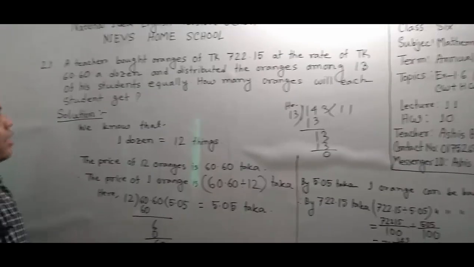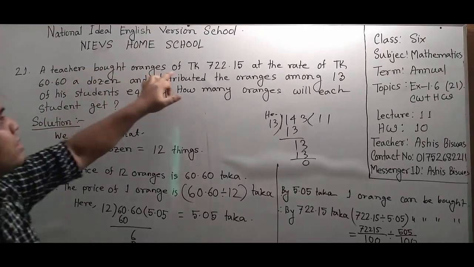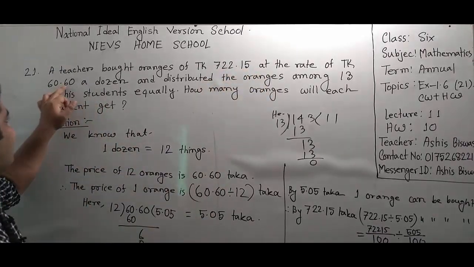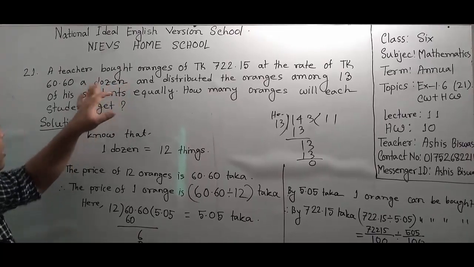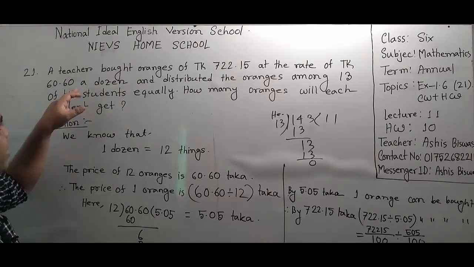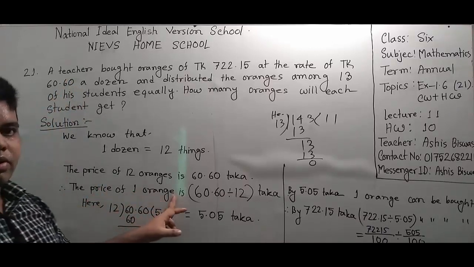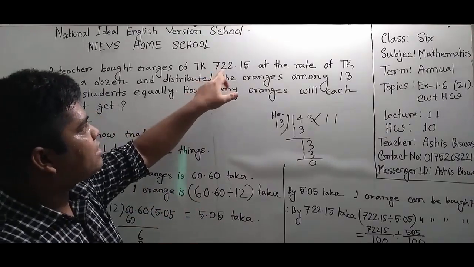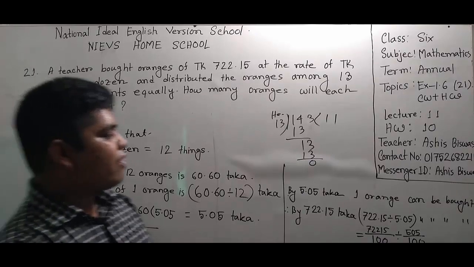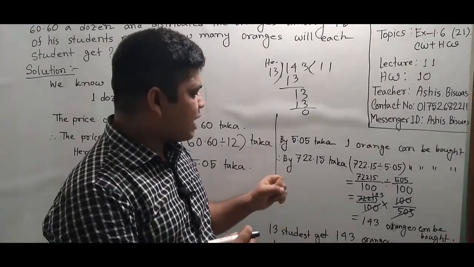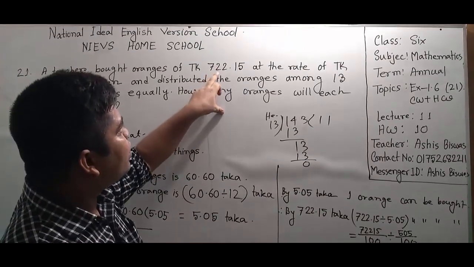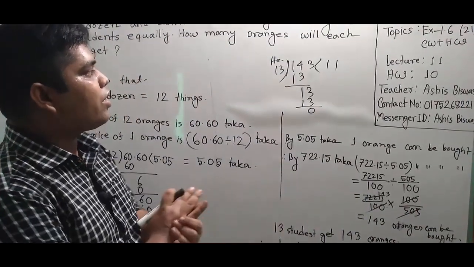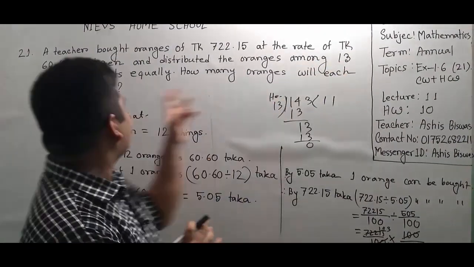I repeat this question again. Here a teacher bought oranges of 722.15 taka at the rate of 60.60 taka a dozen. That means the price of a dozen oranges is given. By this information we find out the price of 1 orange, and it is 5.05 taka. Then by this taka how many oranges? We find this out by the division method. After that we get 143 oranges for 722.15 taka, and these 143 oranges are distributed among 13 students.